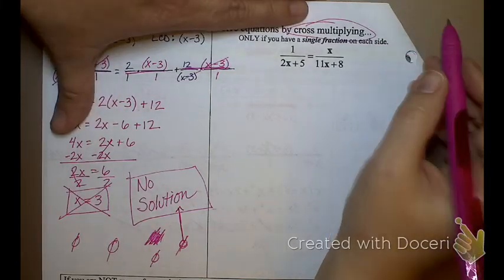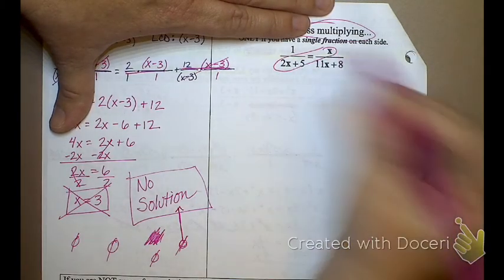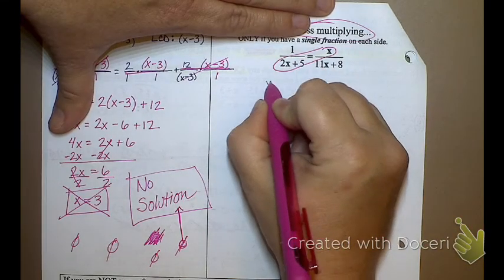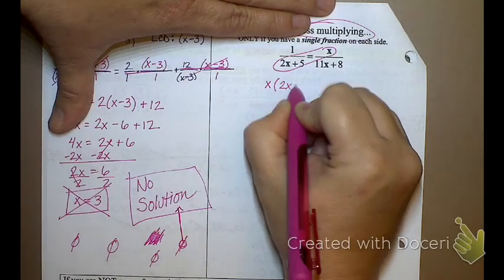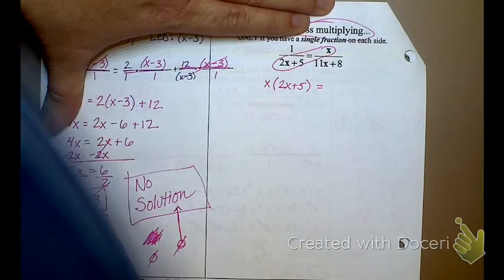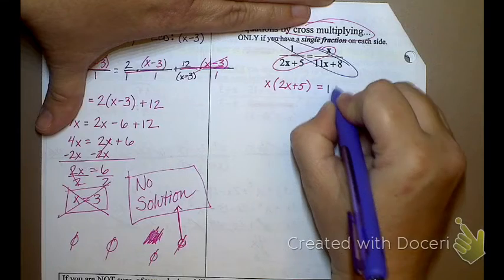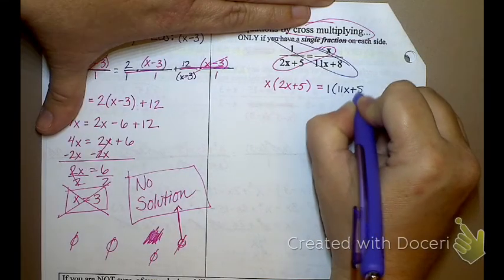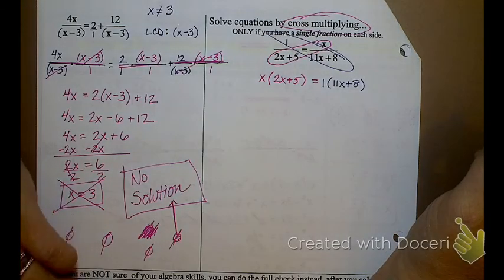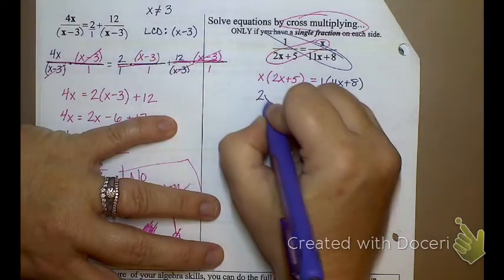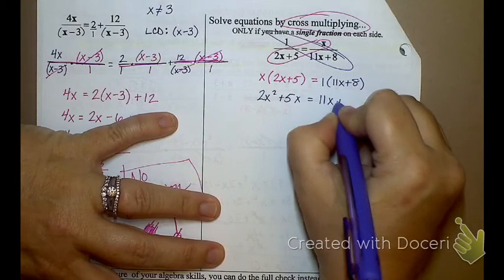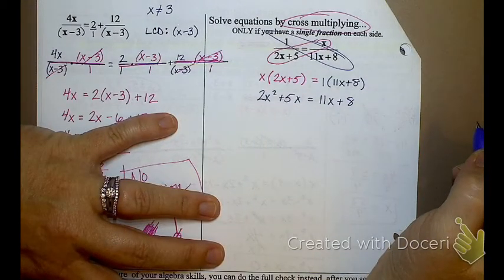So how does this cross multiplying work? Well, you multiply 2 of them together, 2 of them on the diagonal. Doesn't matter which diagonal you choose first. This would be x and then 2x plus 5. And you set it equal to the other diagonal. 1 times 11x plus 8. Can you skip that step? Like, can you go straight to 2x squared plus 5x? Yeah. Can you not be that lazy? I'm just asking. Just show me your work.